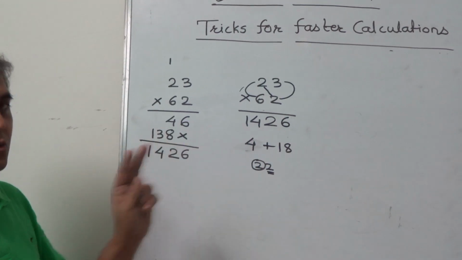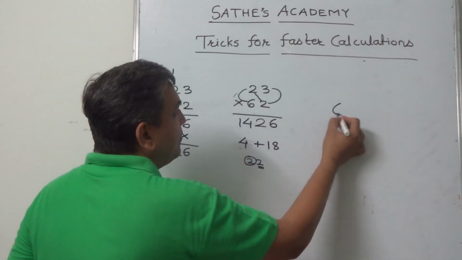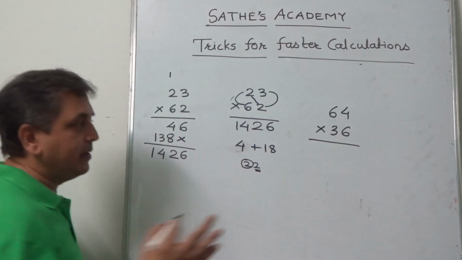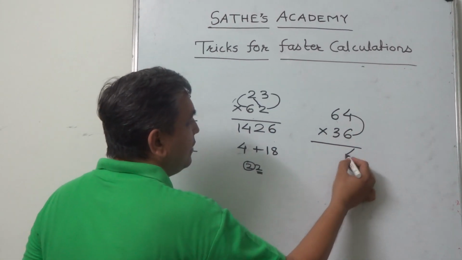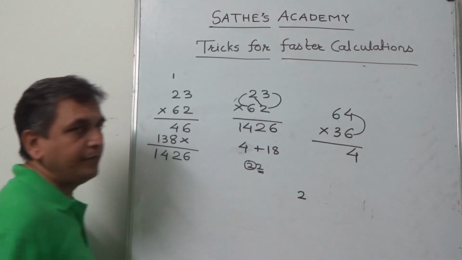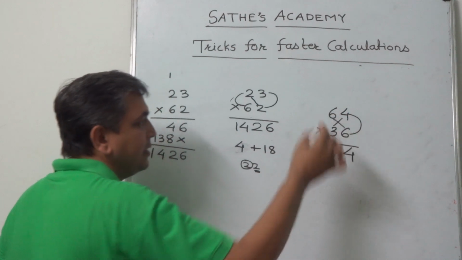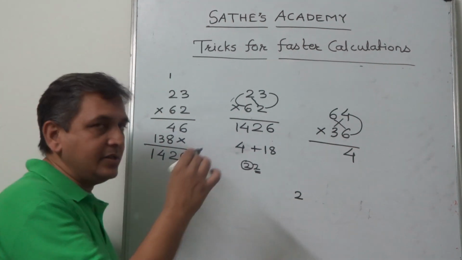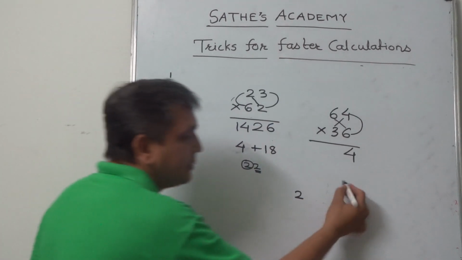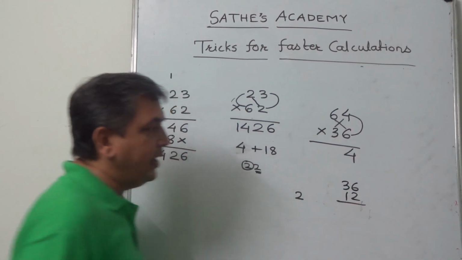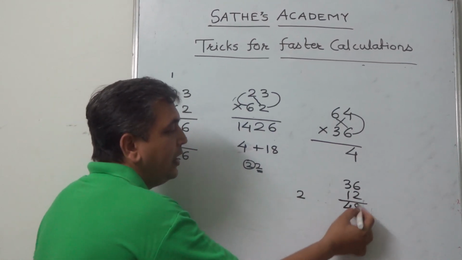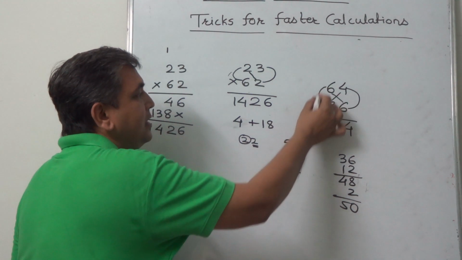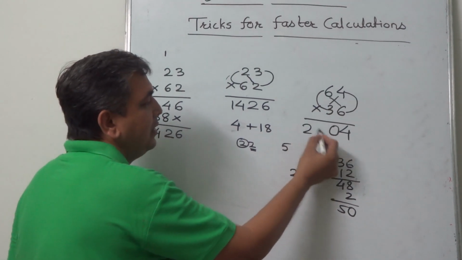Let us practice 2 more sums. Try to understand well. 64 into 36, 3 steps. Step number 1, 6 fours are 24, carry 2. The second step, cross multiplication, 6 sixes are 36, 3 fours are 12, total. What is 36 plus 12? It is 48 and this is carried 2. 48 plus 2 will give 50. So we write 0 here and 5 carry. Then 6 threes are 18 plus 5, 23.